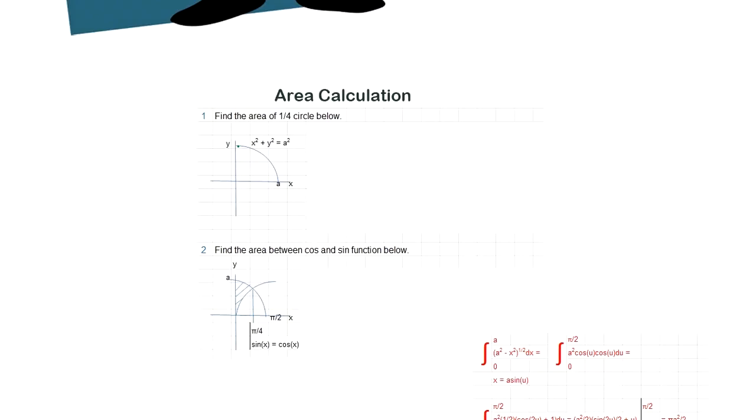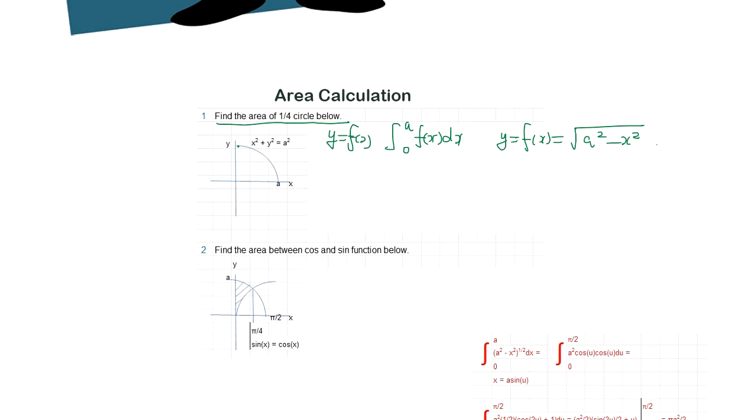Okay, the first one is find the area of a quarter circle below. So we have to make it y equals f(x) to find the area below, then 0 to a of f(x) dx. So what is y equals f(x)? It is the square root of a squared minus x squared. This form you can look up in the integral table, but let's solve it directly.